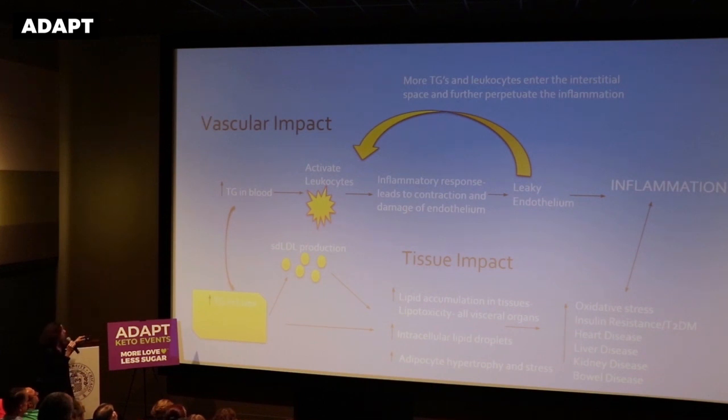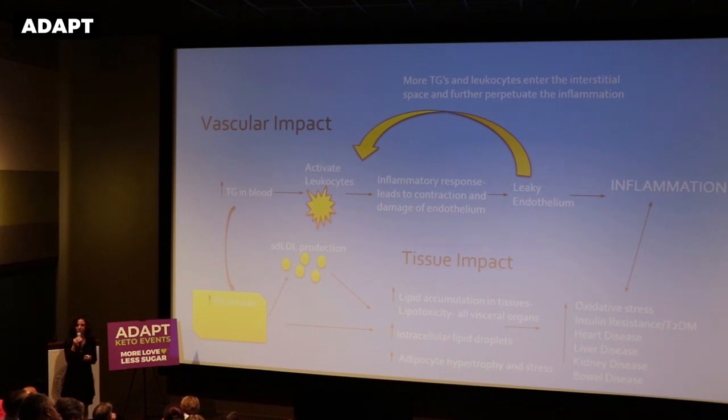So what is causing all of this to begin with, right? Well, we know that an increase of triglycerides in the bloodstream is going to activate our white blood cells. It's going to generate an inflammatory response and cause that leaky endothelium or contraction and lead to inflammation. And this leaky endothelium is going to actually activate more leukocytes. So where do triglycerides come from? What's the primary source of triglycerides? Sugar, right? Sugar becomes triglycerides. So this whole process is being generated by sugar.